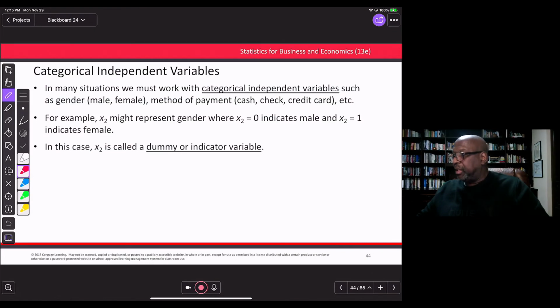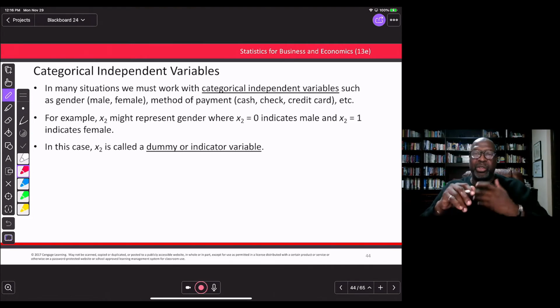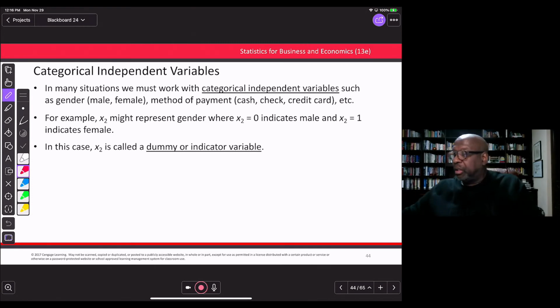Other than that, lastly, I want to discuss the idea of categorical independent variables. Sometimes when we're doing multiple regression, we tend to have categorical variables in the data, particularly if in your survey you captured some demographic data like gender. So male and female, how would we capture that? In this case, you need to create what we call an indicator variable or dummy variable. Let's just call it G as the indicator, or gender, whatever we want to call it.